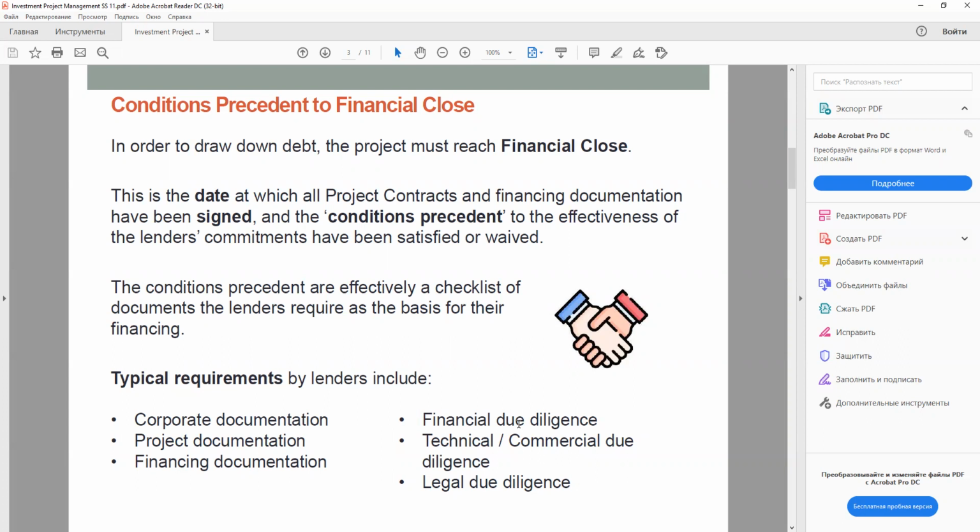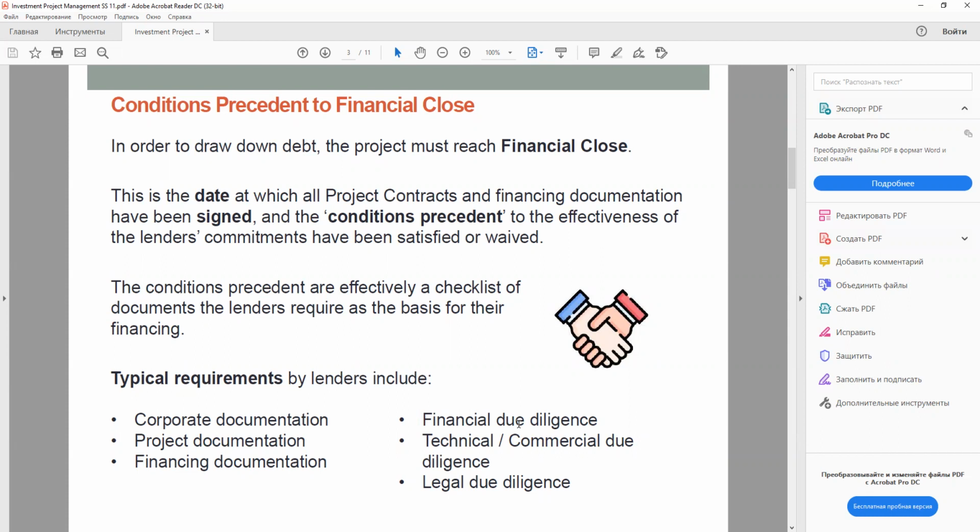content, include corporate documentation. That is, board resolutions, legal opinions, etc. for the project company, evidencing that it is properly constituted and able to enter into financing. Similar corporate documentation for any other parties to project contracts or financing documentation, and providers of guarantees, bonding, and other security, and certified copies of shareholders' agreements relating to the project company.